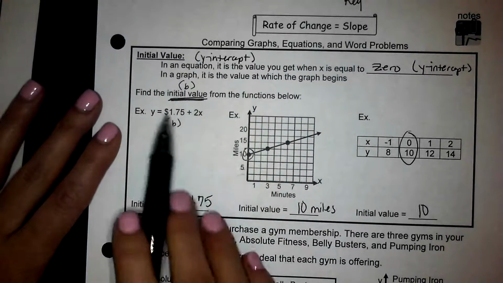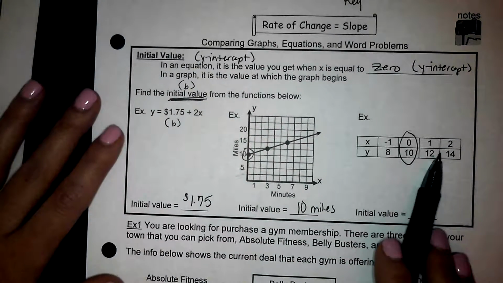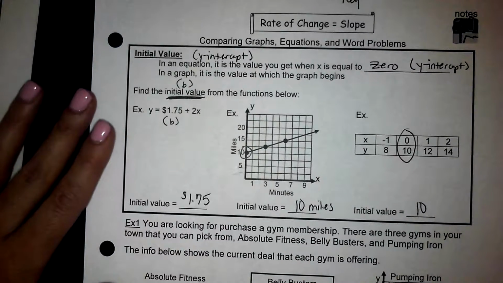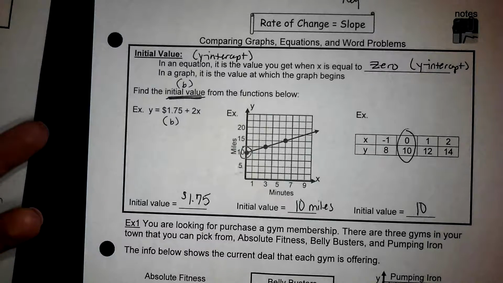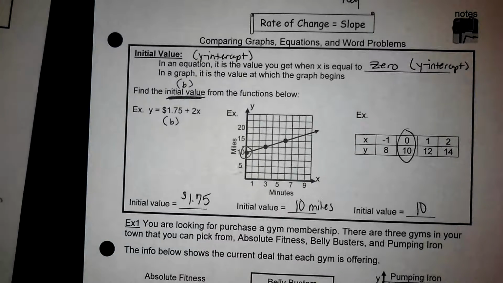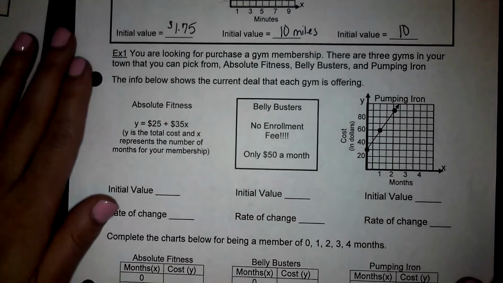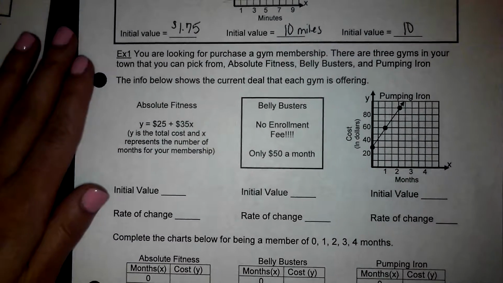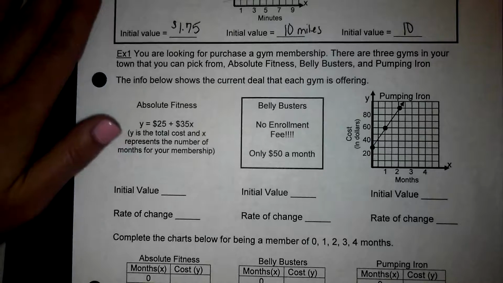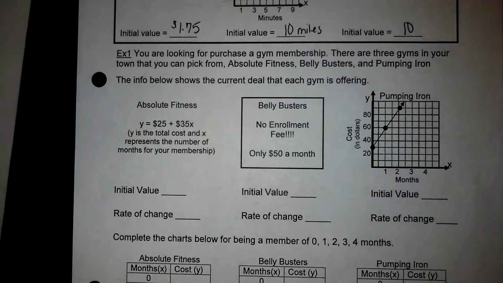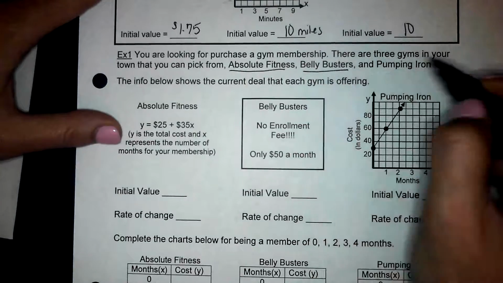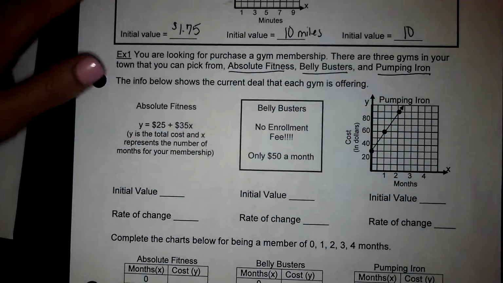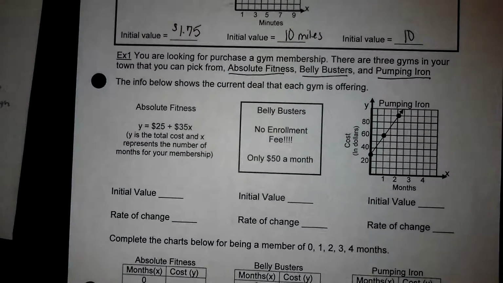Okay, so looking at equations, graphs, tables, we are going to then figure out some questions based on what might be better, looking at the initial value or the rate of change. Example 1, you are looking to purchase a gym membership. There are 3 gyms in your town that you can pick from. Absolute Fitness, we have Belly Busters, and we have Pumping Iron. The info below shows the current deal that each gym is offering.